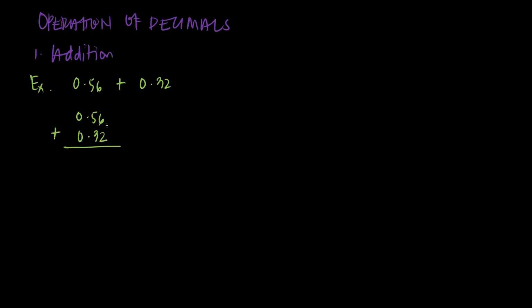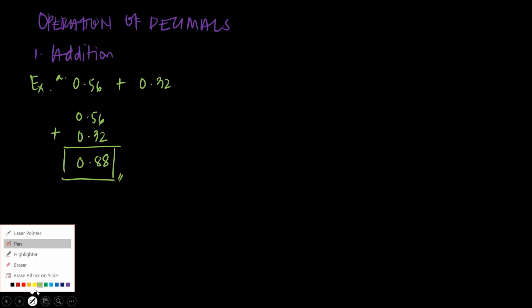Then, add them. 6 plus 2 is 8. 5 plus 3 is 8. Copy sa decimal point, 0 plus 0 is 0. So, therefore, this is the final answer. Okay? So, let's have letter B.